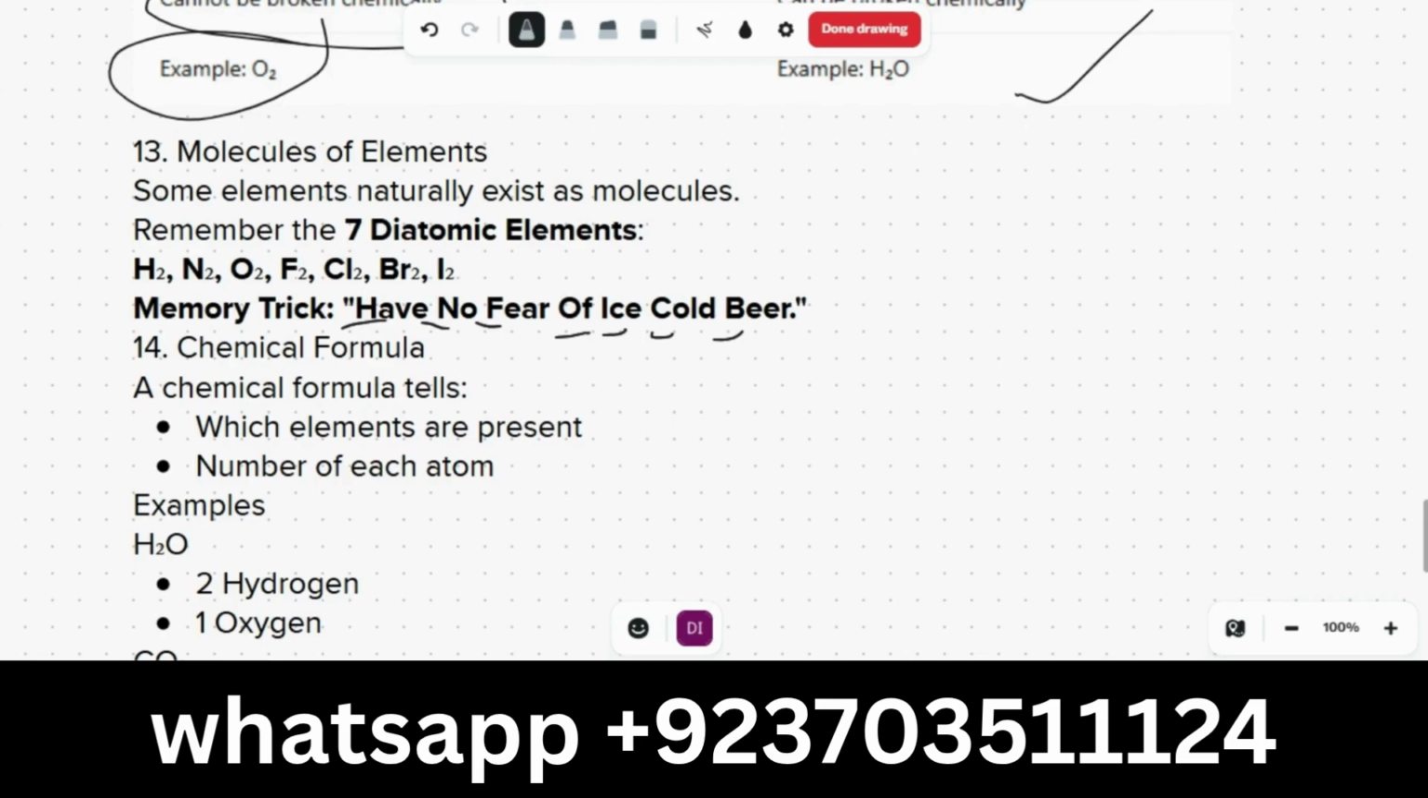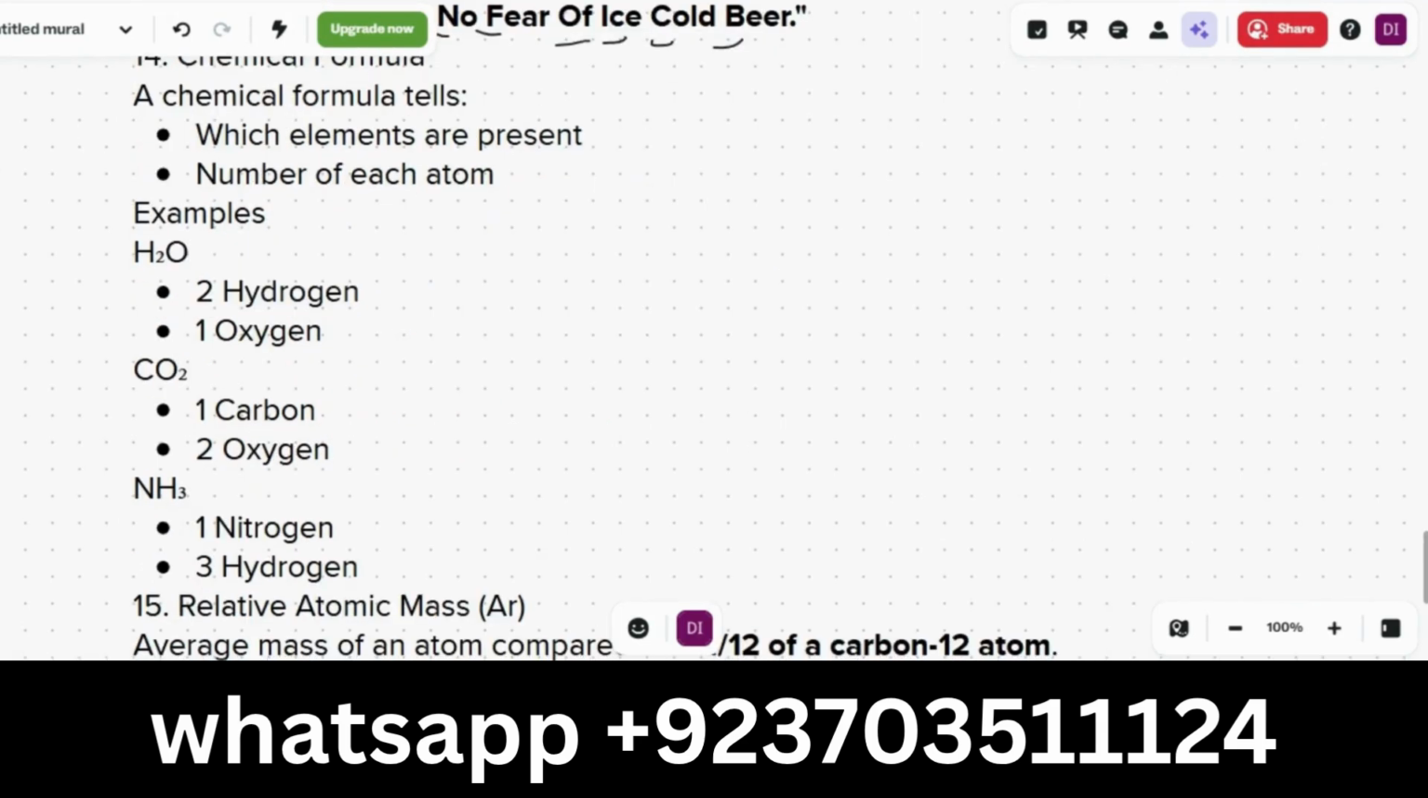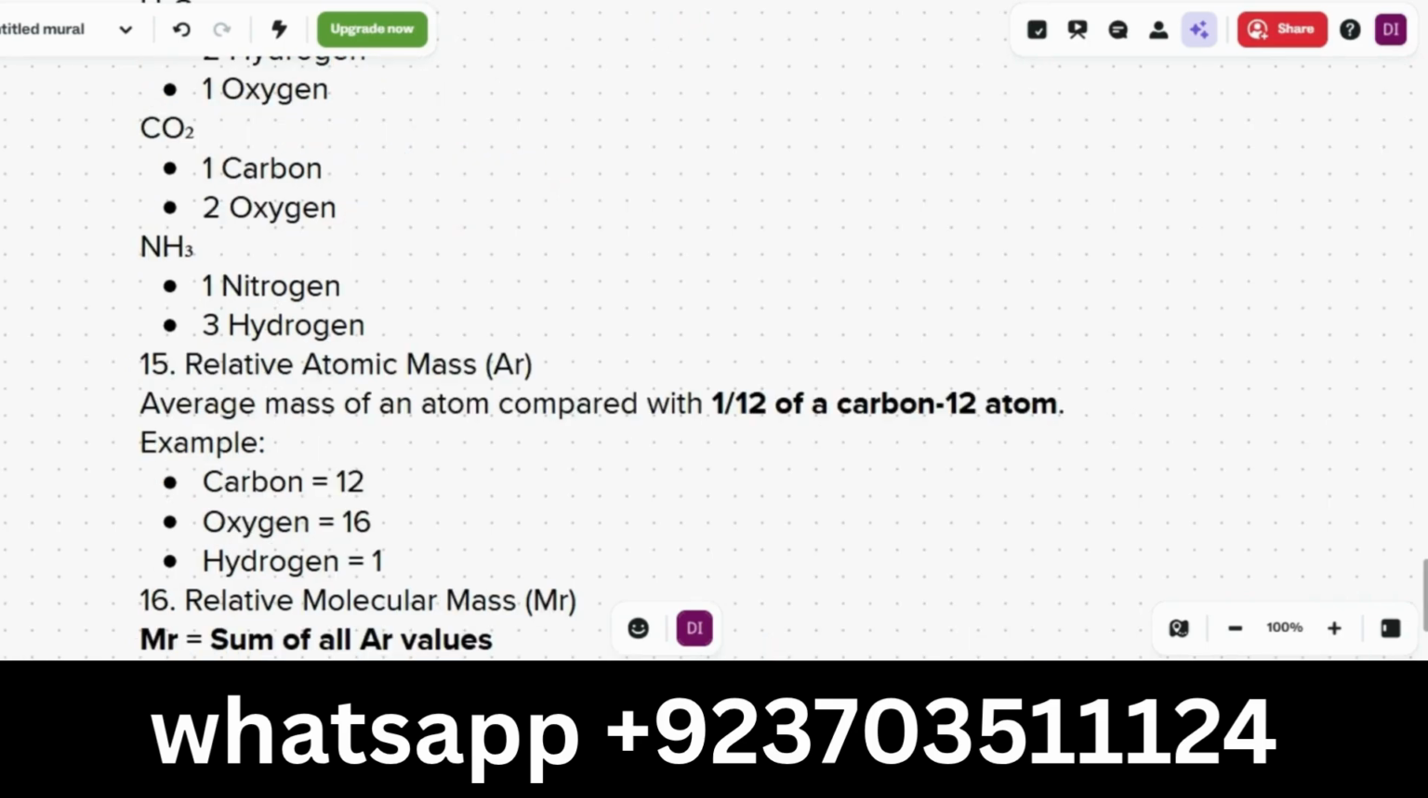A chemical formula tells us which elements are present and the number of each element. Example is H2O. We have two hydrogen, one oxygen. CO2 is the same: one carbon, two oxygen.